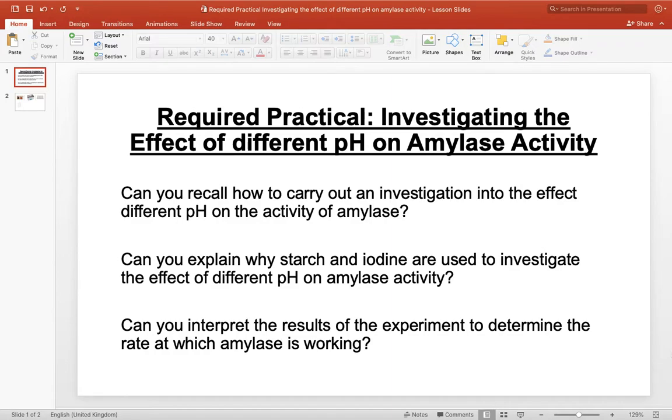You should be able to explain why starch and iodine are used to investigate the effect of different pH on amylase activity, and you should be able to interpret the results of an experiment to determine the rate at which amylase is working.